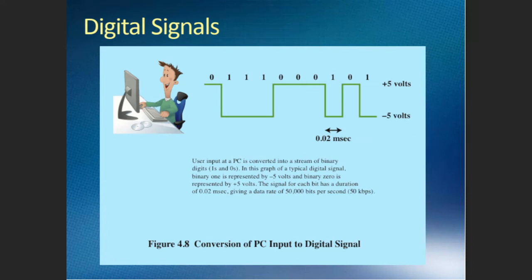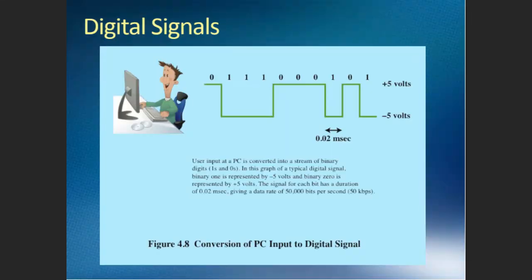Here we have a happy man. He is sending data. He is typing. And the computer will convert everything into binary. We know that. So the user's input at a PC, whatever he inputs here, is converted into a stream of binary digits, digital or binary, zeros and ones. In this graph of a typical digital signal, the one is represented by how many volts? 5.